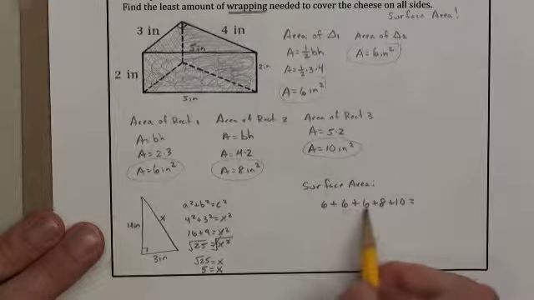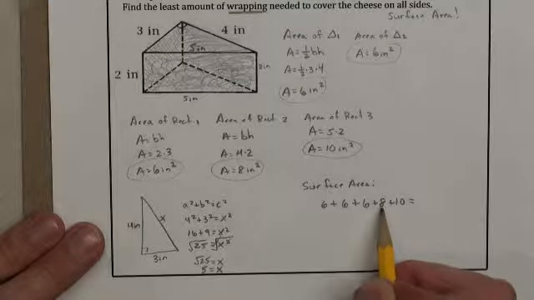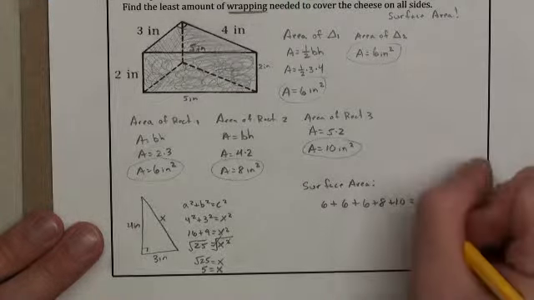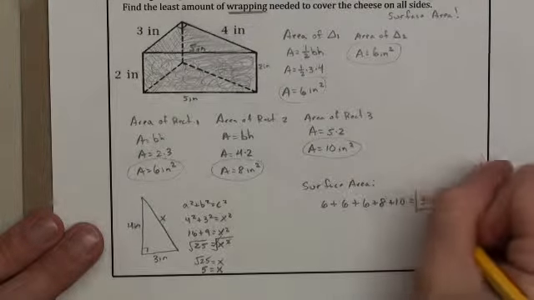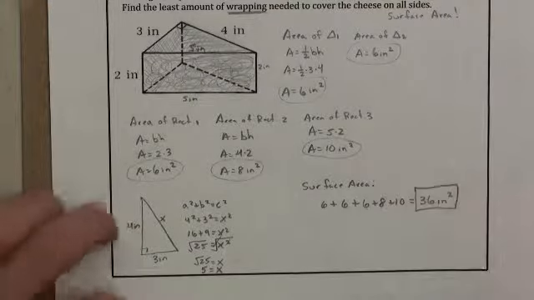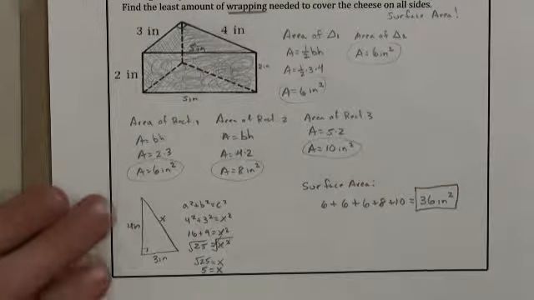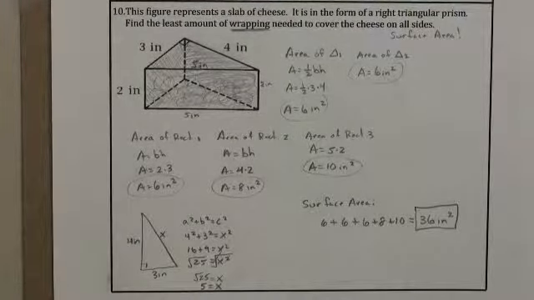6 and 6 is 12, plus 6 is 18, plus 8 is 26, plus 10 is 36, and that's inches squared. And we'll box that one because that's our final answer. Okay, so you can see these problems take a little while, but if you just take your time, they're not hard, and they're usually worth a lot of points.